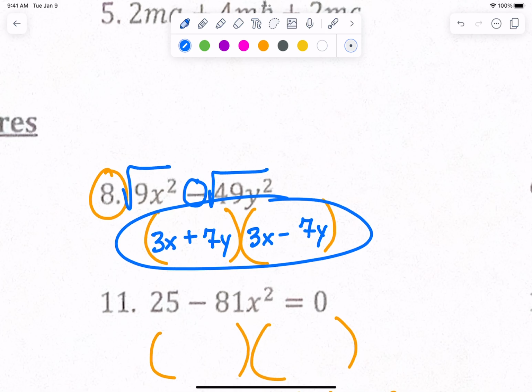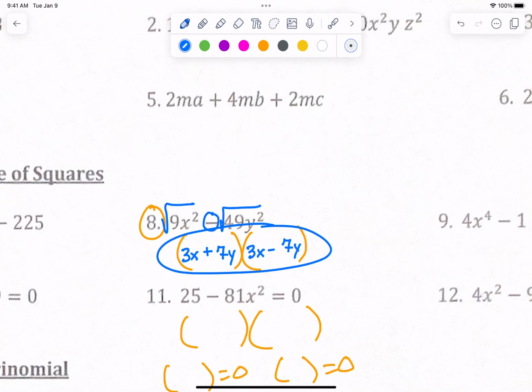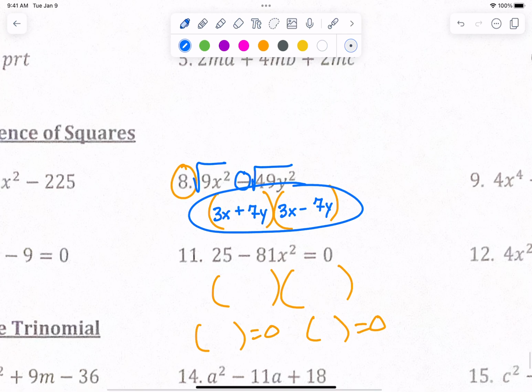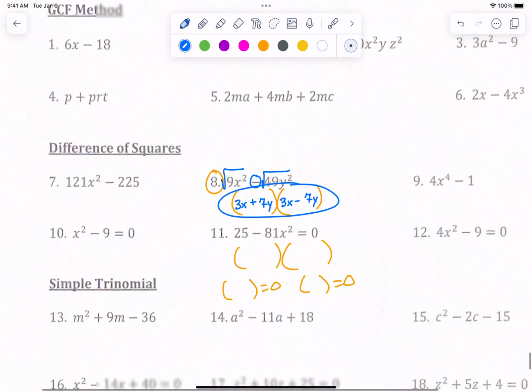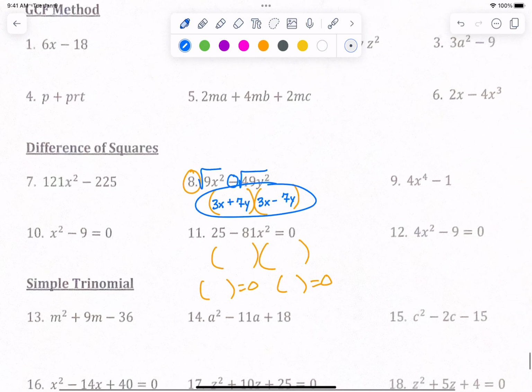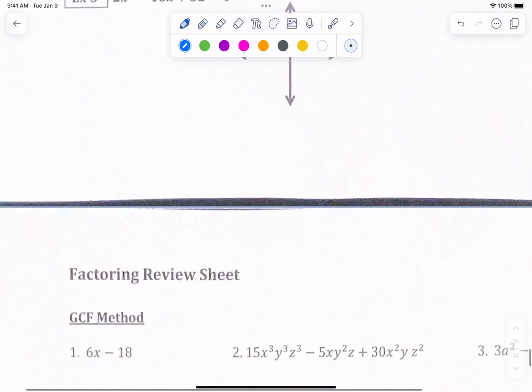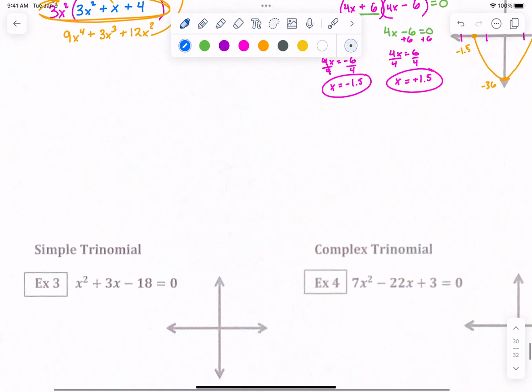All right, so that problem is done. Happy with that? Difference of squares. Now, the rest of them are difference of squares as well. That's it. Got it? All right, let's do the next category.